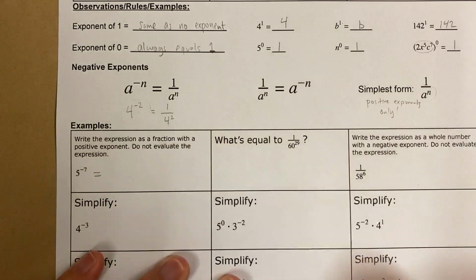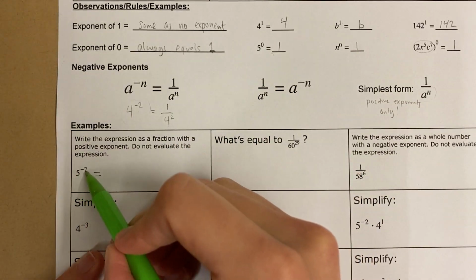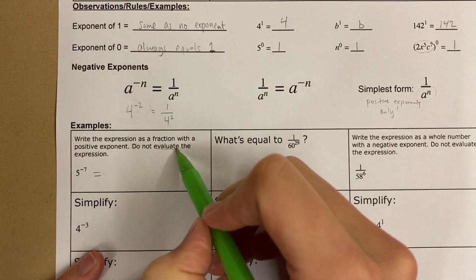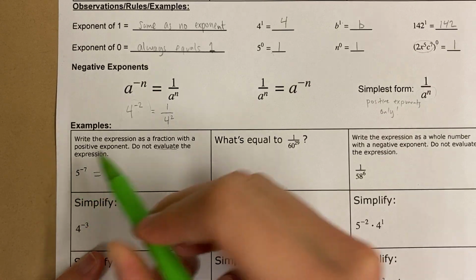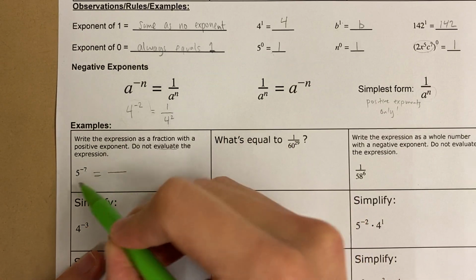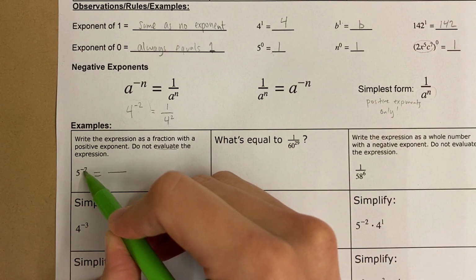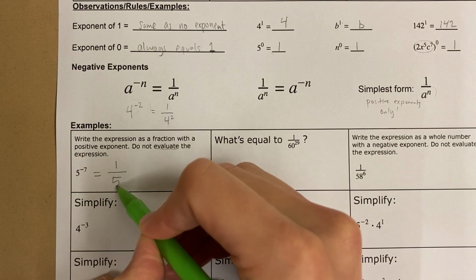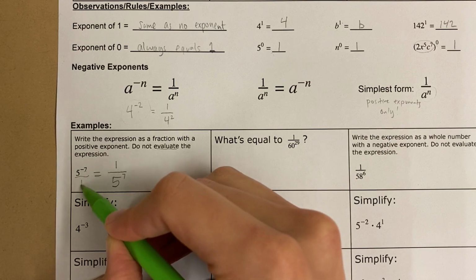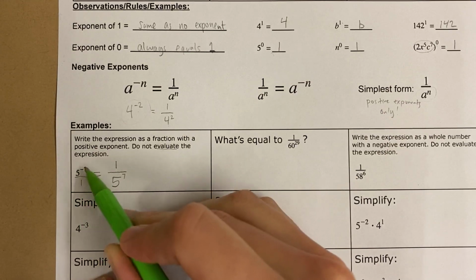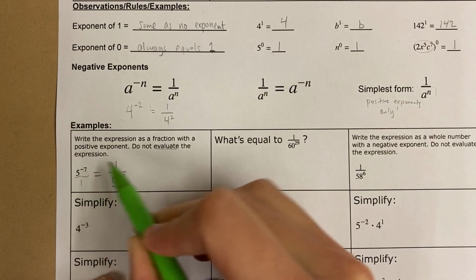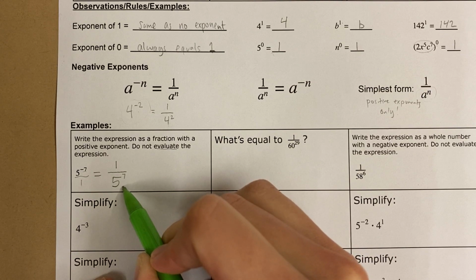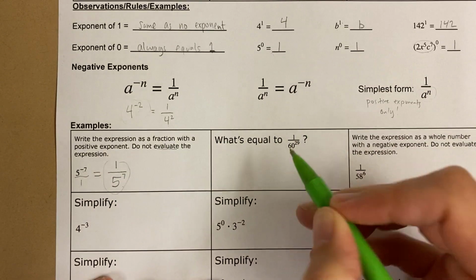So this, right, here's what happens. This 5 to the negative 7th, and we're not evaluating, so we're not actually doing 5 times 5 times 5 times 5, right? We're not going to do that. But what we're going to do is rewrite this. If I have a negative exponent, that's the same as putting this on the other side of the fraction, right? Like we can imagine this is a fraction, where this is on the top. But if the exponent is negative, it's going to switch to the other side of the fraction, okay?